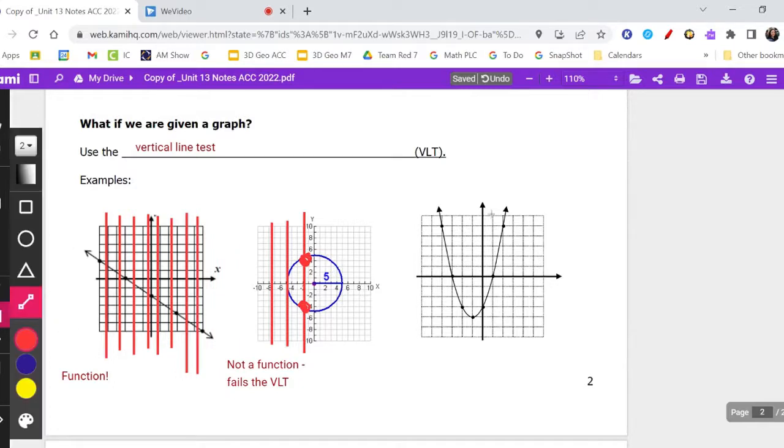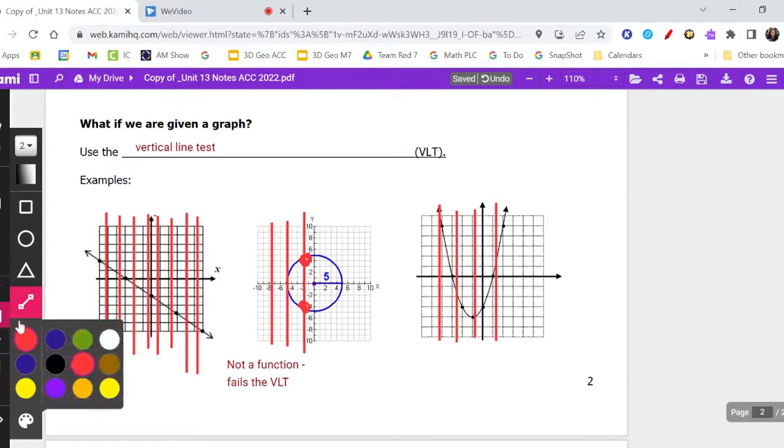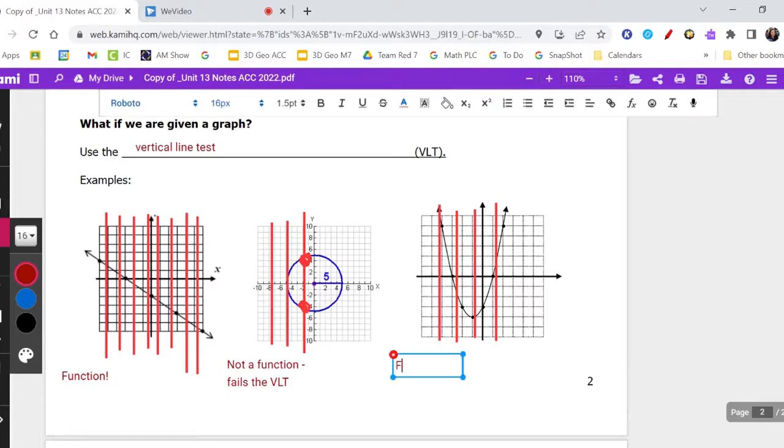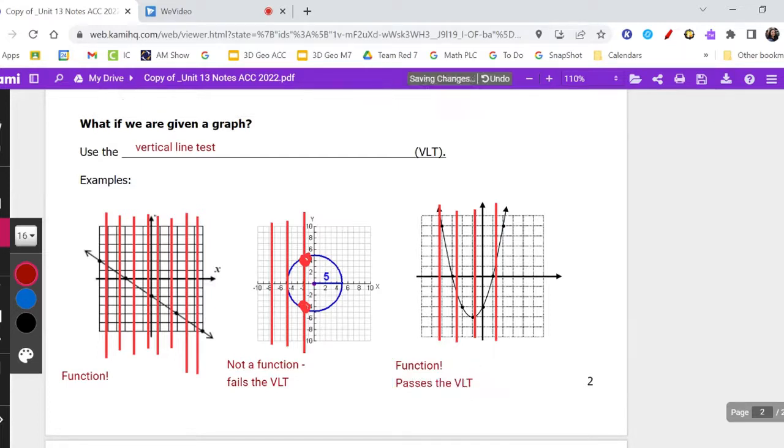Okay, next one. Is this a function? Let's make some vertical lines and let's see if they ever pass through more than once. They all only pass through at most one time. So we are going to say this is a function. If you were asked for a reason of why this is a function, you can always say it passes the vertical line test.